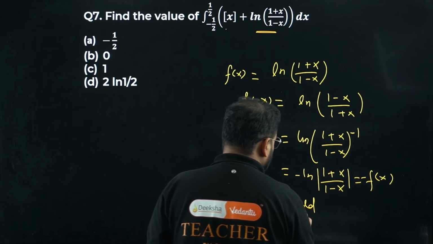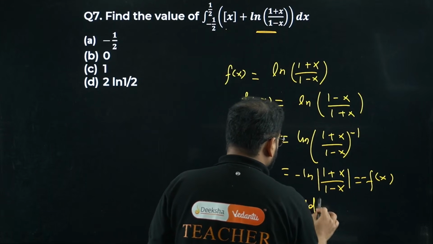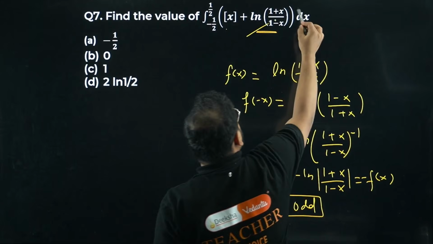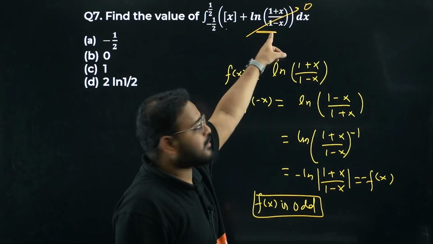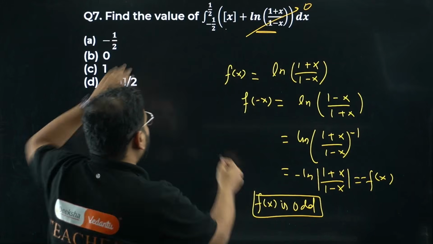f of x is odd. What will happen to this part? This part will become equal to 0. The integration of this part from minus a to a will be 0. That is clear. Now we have to look for the other part.